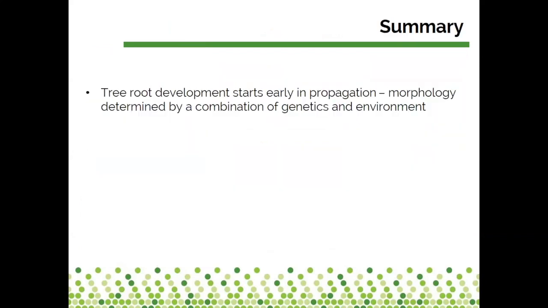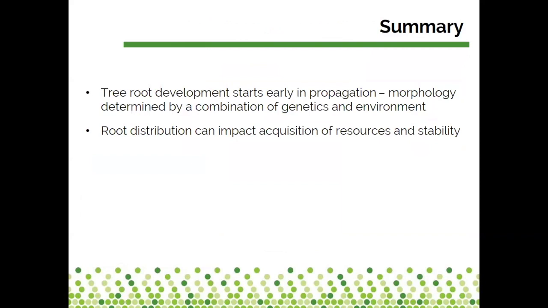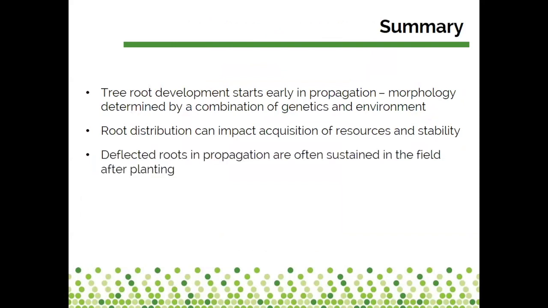So to sum up, to leave a couple minutes for questions, we found tree root development starts early in propagation, and that morphology is determined by a combination of genetics and environment. That root distribution can impact the acquisition of resources and stability. That deflected roots in propagation are often sustained in the field after planting, and we'll be digging up trees for the next 2 falls as well. So we'll have data going to 2021, so 4 years in the field, which is really nice.